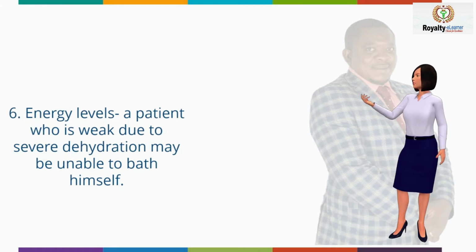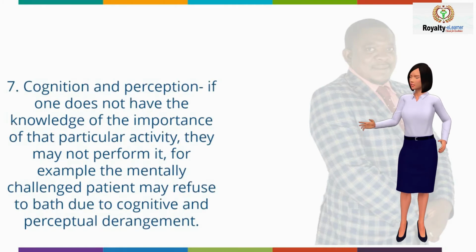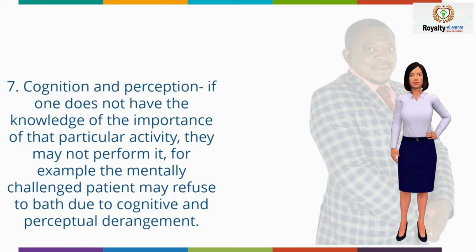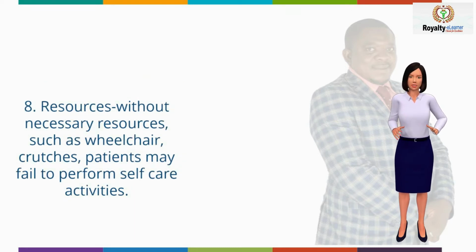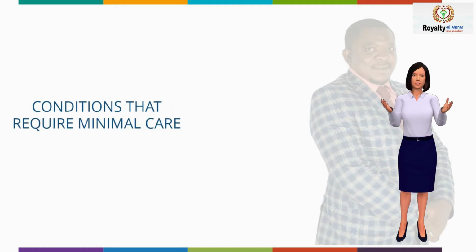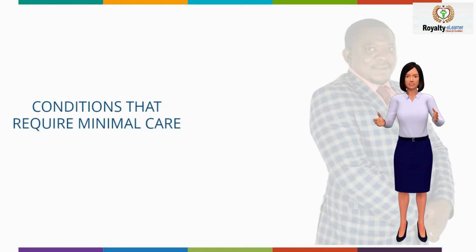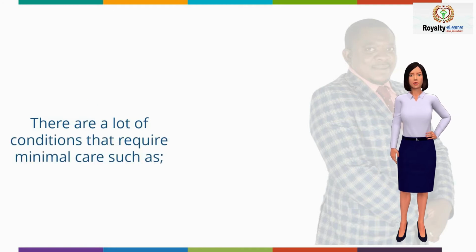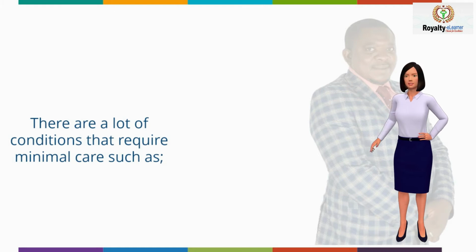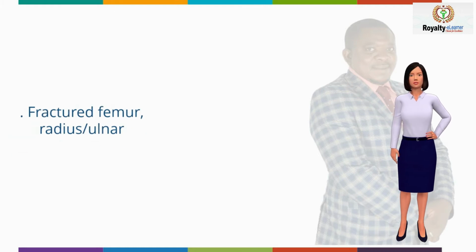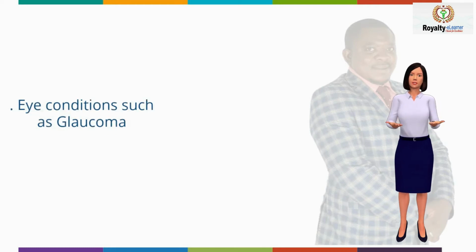3. Age. Children may not have the capacity to perform self-care fully, e.g. feeding, bathing. 4. Motivation. A demotivated and frustrated patient, such as one in the denial or anger stage of terminal illness, will refuse or fail to perform activities such as bathing, feeding. 5. Neuromuscular function. A patient with paralysis of the limbs will fail to feed himself or herself or to walk normally. 6. Energy levels. A patient who is weak due to severe dehydration may be unable to bathe himself.